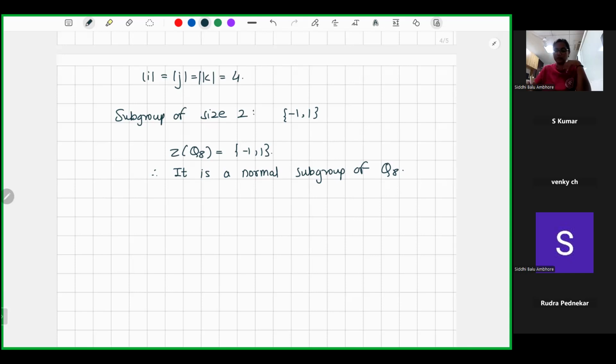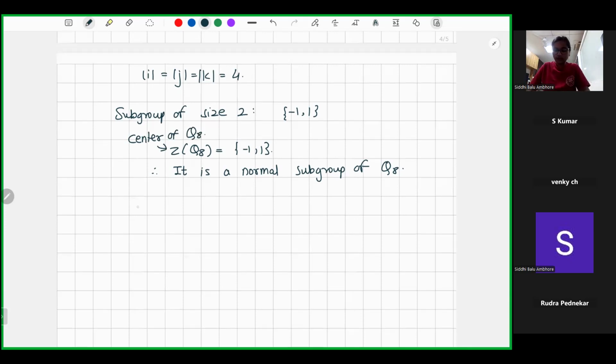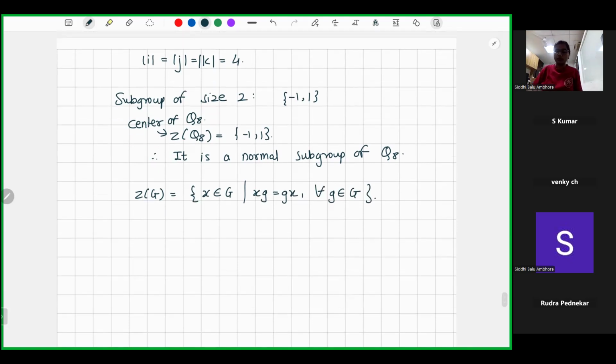Is this okay? Let me just write here, center of Q8. I hope you all know that it is the collection of all those x in G such that xg equals gx for all g in G. So it is the collection of all the elements in G such that those elements commute with all the other elements of the group.